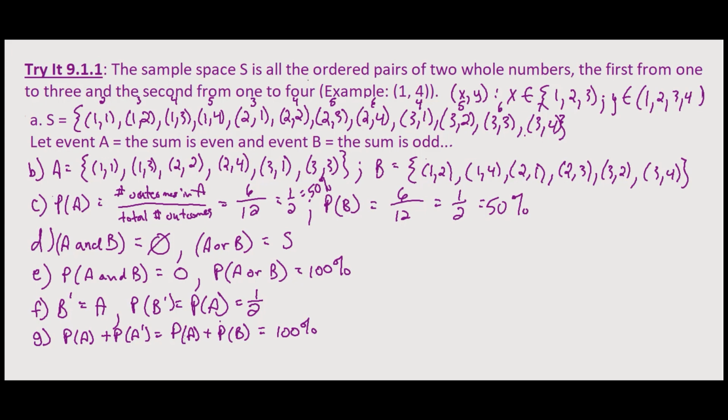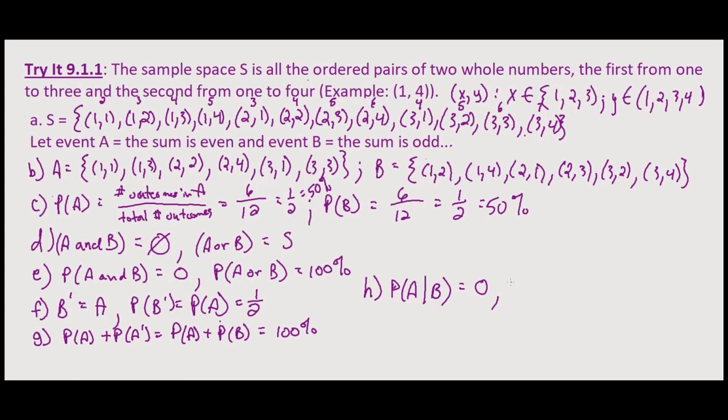Now, finally, with part H, I'll go ahead and write this over here. So with part H, we're looking for the probability of A given B. Well, if we have an occurrence of B, any one of these outcomes that are in B, A can't occur because they're complements of one another. So the probability of A given B is 0.